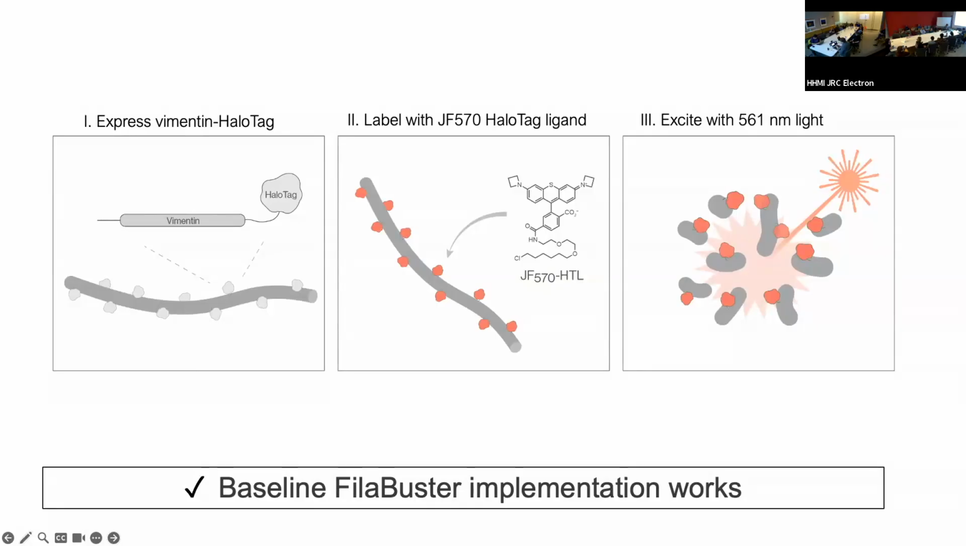But it's kind of a niche implementation. We have to express vimentin halo tag. So you have to be interested in vimentin. And we only use one dye. We wondered, maybe there's a way we could make this a slightly more versatile technique. Taking advantage of how modular this is, could we swap out one of these steps so that maybe this approach could be more useful for an IF researcher interested in something else?